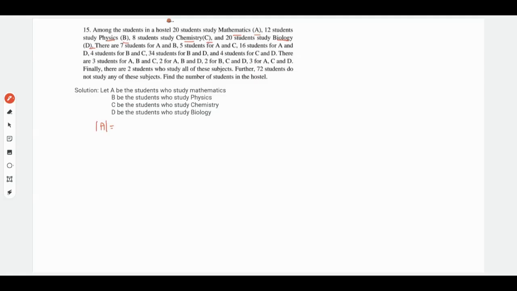Now we'll write what values they have given. A is 20, then B is 12, then C is 8, then D is 20. Next, what have they given? Let us continue with the continuation of it.